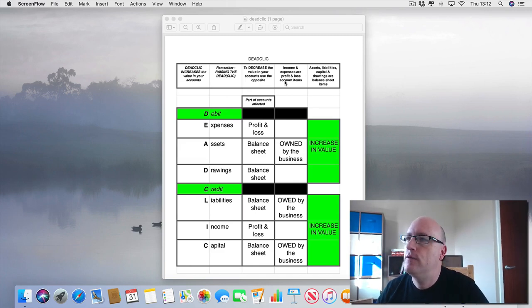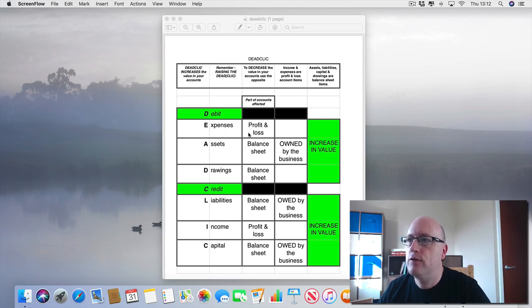Income and expenses are profit and loss account items, and assets, liabilities, capital and drawings are all balance sheet items. So I'll just show you the DEADCLIC table here. The "dead" of DEADCLIC is debit. We've got expenses, assets and drawings. So to increase the value in any of these, we use debit.